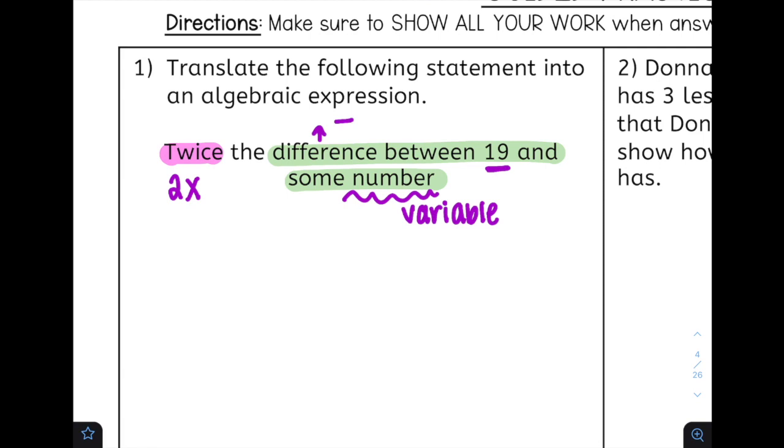So here we have the difference between 19 and a number. Let's pick t. And I'm going to say twice that. So 2 times, and remember, 19 minus t is going to be in parentheses. So again, an algebraic expression includes your groupings, your operation symbols, different operations. Here we have an invisible multiplication sign through our parentheses. And that's what you have. Your expression would be 2 times 19 minus t, the whole thing.